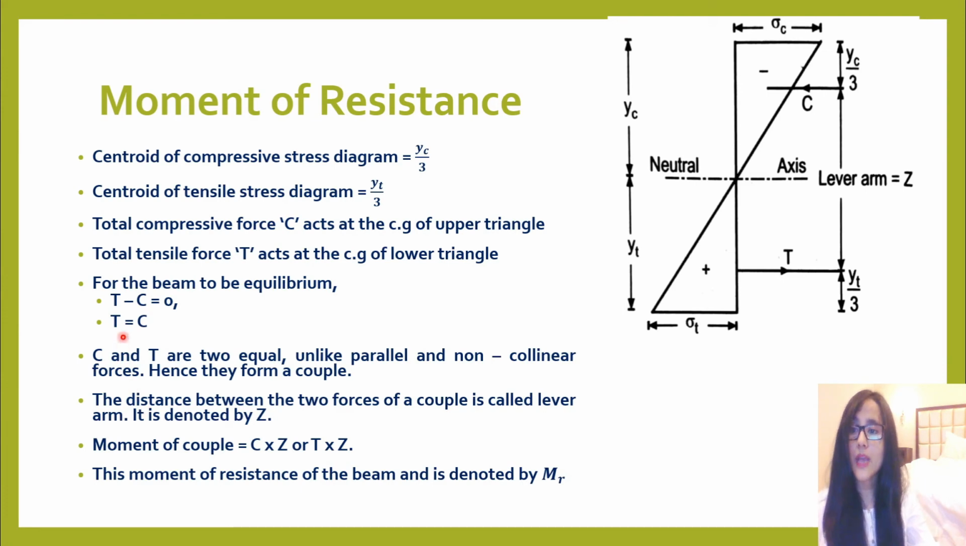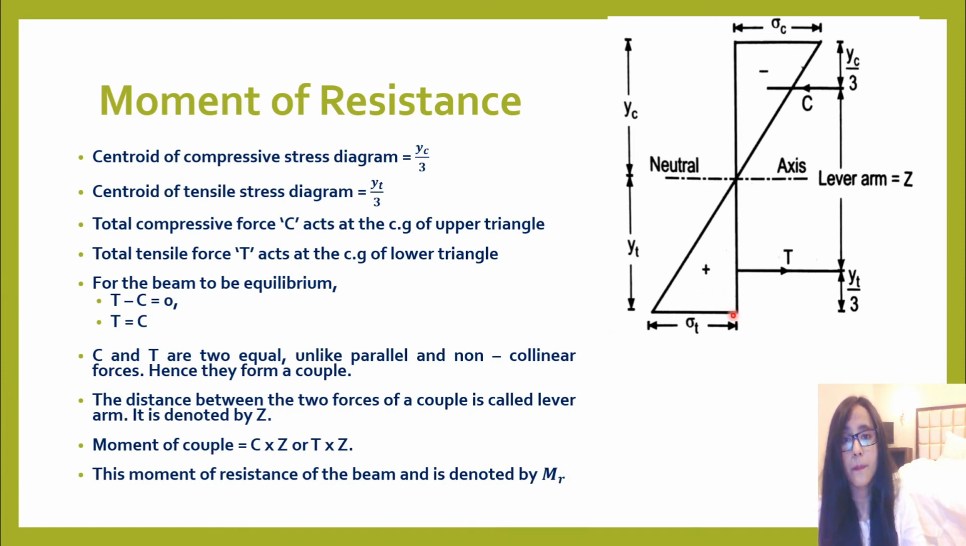Now here you can see T is equal to C. These two are equal, so C and T are two equal, unlike parallel and non-collinear forces. Hence they form a couple. They are equal in intensity, but they are not of the same sign. They are of different signs. So they form unlike parallel and non-collinear forces, and when this happens, these are known as a couple.